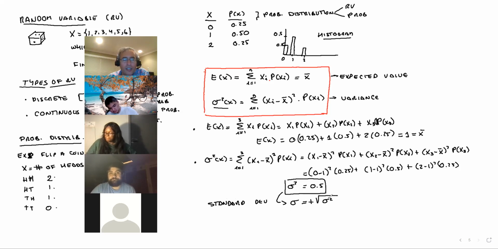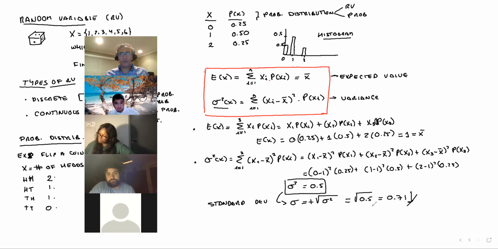Because remember, the square root can be positive or negative. So in my case, it's the square root of 0.5. This is equal to what? Someone can take the square root of 0.5. 0.71. And that's it. The dispersion tells you how dispersed the data is, but it's better if we compare it with something. We are going to do this in the next class.